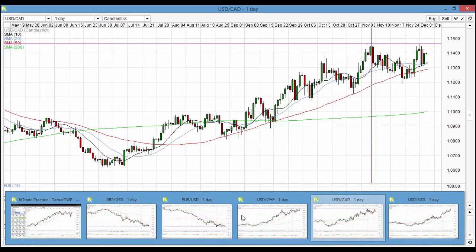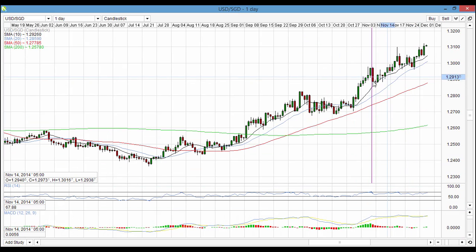Let's take a look at a different one, which is dollar Sing, and with dollar Sing we're actually continuing a very nice uptrend. So even if we had a pullback, it will be a pullback into the moving averages. It will still look good on this uptrend. So we're watching very closely those levels of support and resistance.